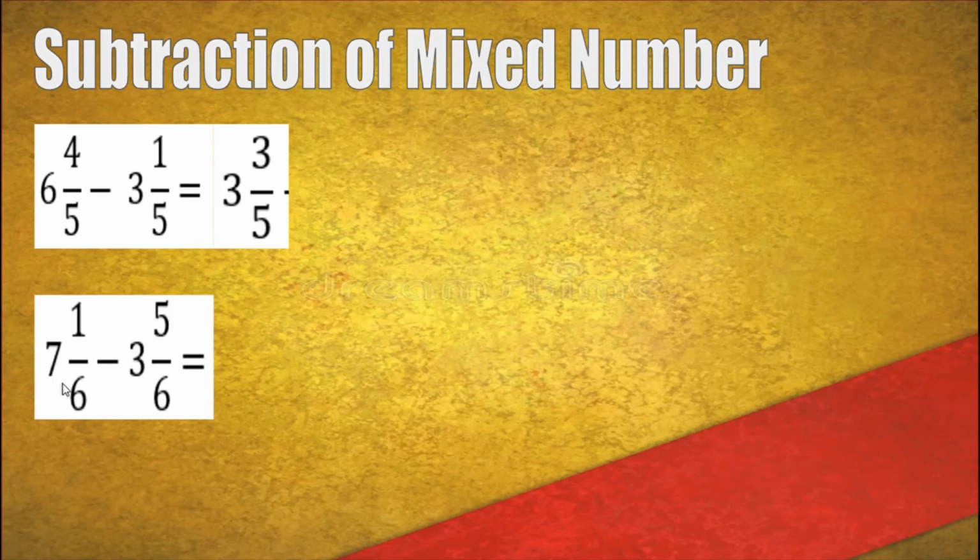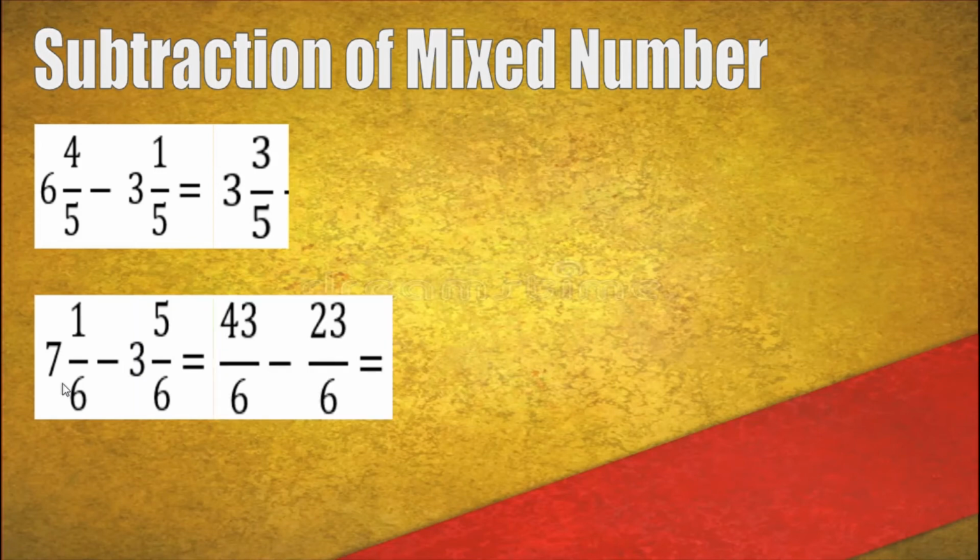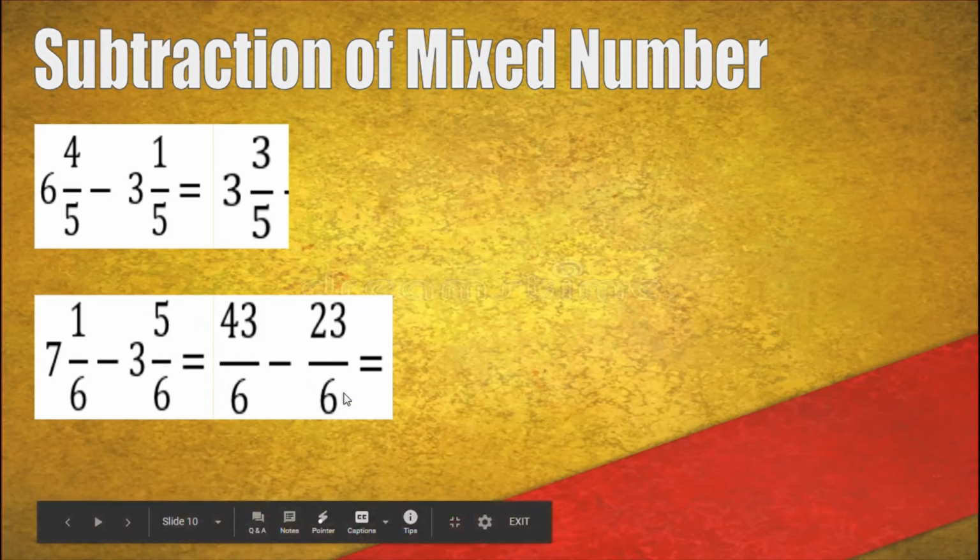Now let us change this mixed number into an improper fraction. So 6 times 7 plus 1. 6 times 7, that is 42, plus 1, that is 43. Just copy the denominator, 6. For the second mixed number, 6 times 3 is 18. 18 plus 5, the answer here is 23. Now since we now have like fractions, we can subtract them.